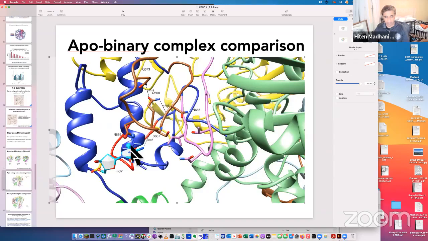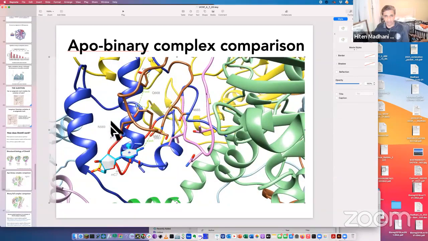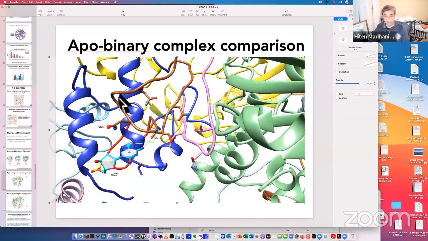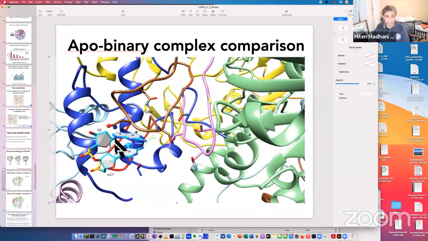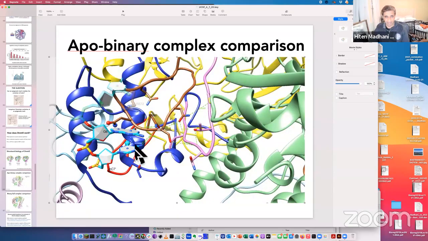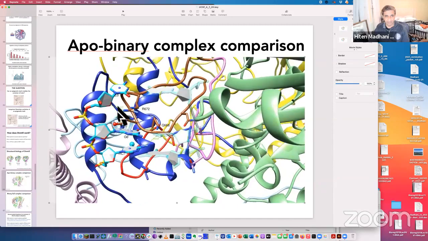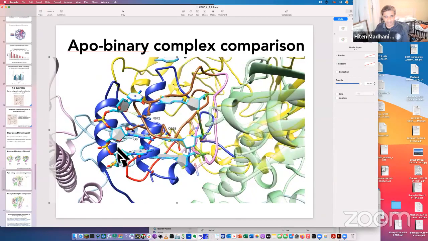In the binary complex, we see that that residue moves out of the way, in a fashion that seems to be concerted or triggered by that, although we don't know. There's a restructuring of a hydrogen bonding network in this part of the enzyme. And so the DNA appears to be stabilized by specific hydrogen bonding interactions between the methylated cytosine base and the G just above it, as well as some interactions with the DNA backbone.